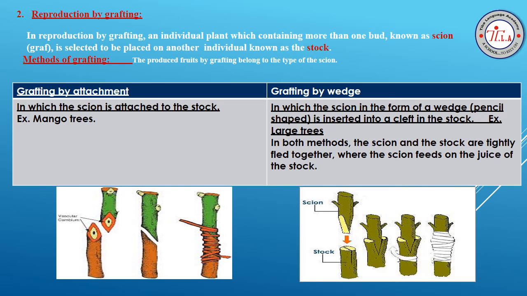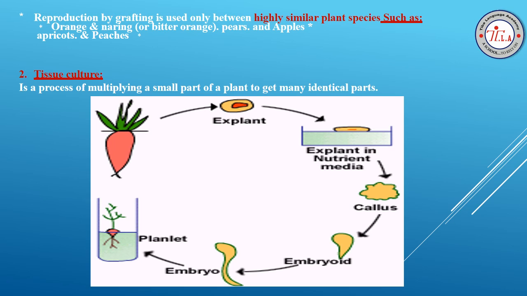For grafting, we need a scion and a stock. There are two ways. Number one is grafting by attachment. Number two is grafting by wedge. In grafting by attachment, the scion is attached to the stock, like the mango tree, and in grafting by wedge, we must cut the scion in the form of a wedge and insert it inside the stock. So the fruit produced by grafting belongs to the type of the scion.